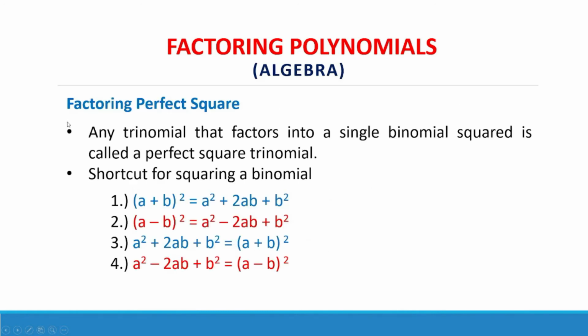x plus 1. Factoring perfect squares. Any trinomial that factors into a single binomial squared is called a perfect square trinomial. The shortcut for squaring a binomial is based on these formulas. Number 1, a plus b squared equals a squared plus 2ab plus b squared. Number 2, the difference of two terms squared is equal to a squared minus 2ab plus b squared. Number 3, a squared plus 2ab plus b squared is equal to the sum of a plus b, squared. And number 4, a squared minus 2ab plus b squared is equal to the difference of a and b, or a minus b squared.